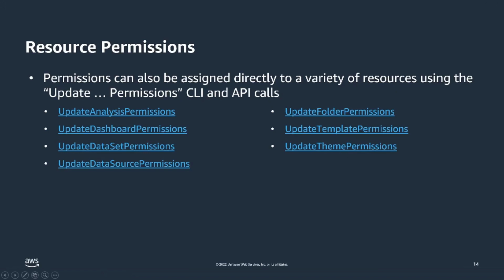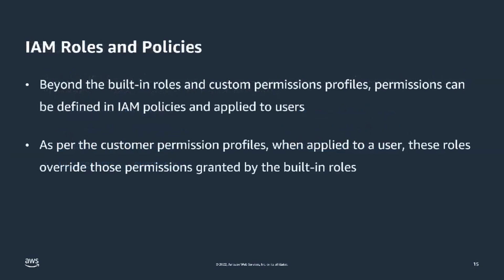So that's covering off resource permissions. I've really just scraped the surface there of applying those to different assets within QuickSight. But those are the API calls on screen that you'll use to set permissions for all the different assets. There's one final approach to applying permissions within QuickSight that I touched on earlier.